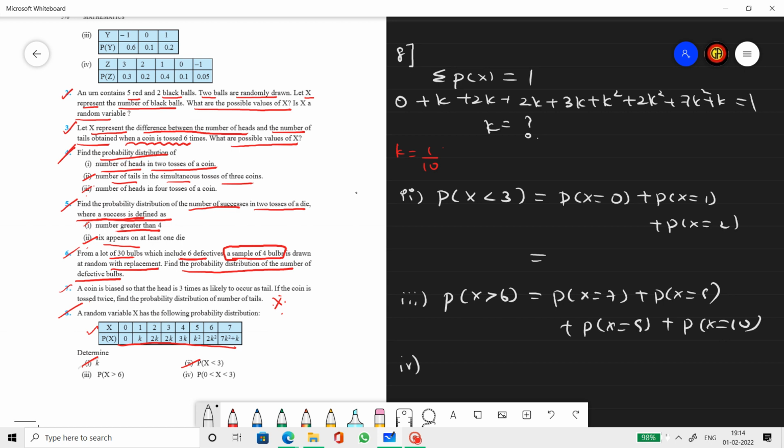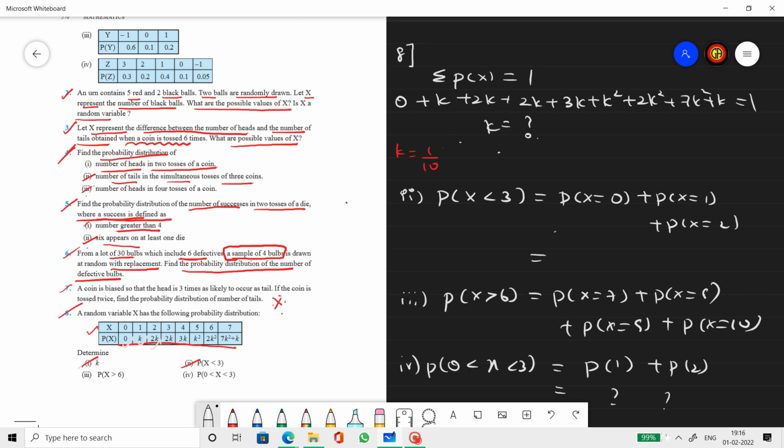Fourth, it's P of 0 less than x less than 3. So it's between 0 and 3, not 3 or 0. So it is just P of 1 plus P of 2. So you can even write it as P of 1 or P of x equal to 1. It just means the same. So just write the probability and add it up. So this is how we do the 8th question.